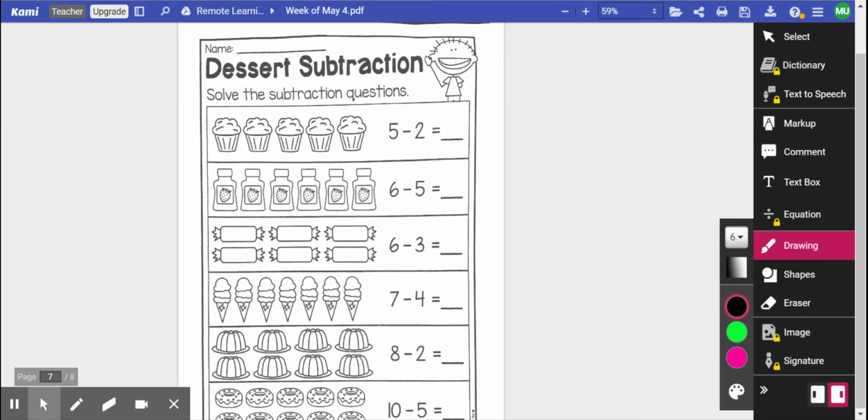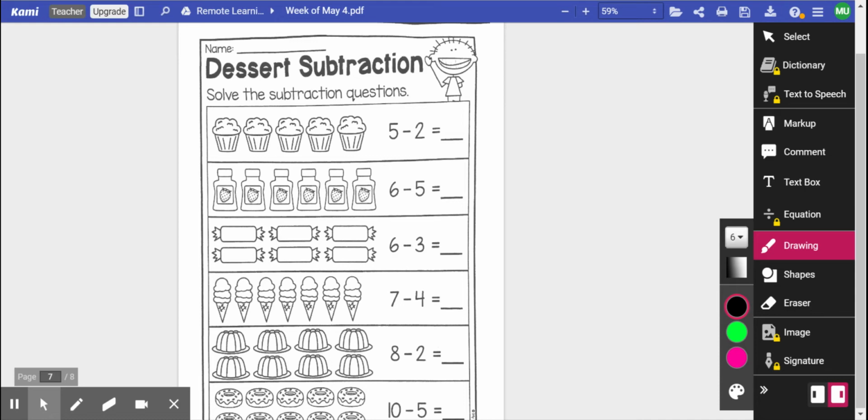This looks fun. It has a lot of desserts on it. Ooh, I love desserts. Your directions are solve the subtraction questions. Take a look at the pictures, and then take a look at the number sentence that appears next to them. So I see 1, 2, 3, 4, 5 delicious-looking muffins or cupcakes, and I see 5 right here next to it. And it says -2.